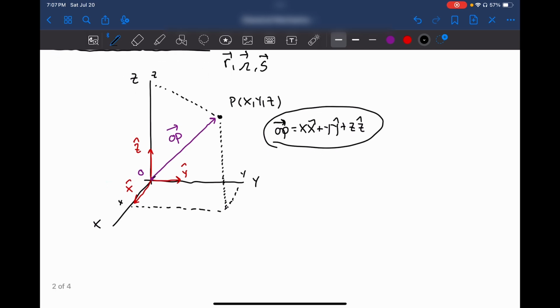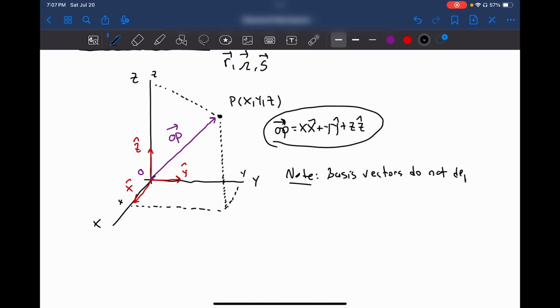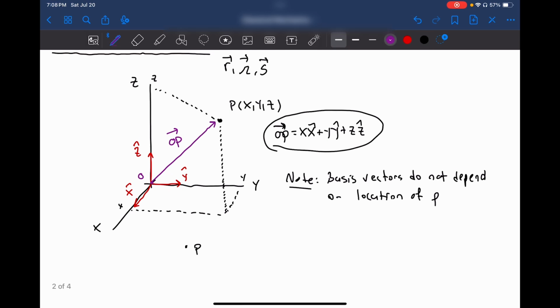All right. Now, there's a note here. Something to keep in mind is that the basis vectors do not depend on the location of P. That is, if I were to instead choose a new point down here and call it P, right, then OP can still extend here, right? But the basis vectors, none of them moved. They all stayed exactly where they're at. This is not going to be the case with polar and spherical coordinates.